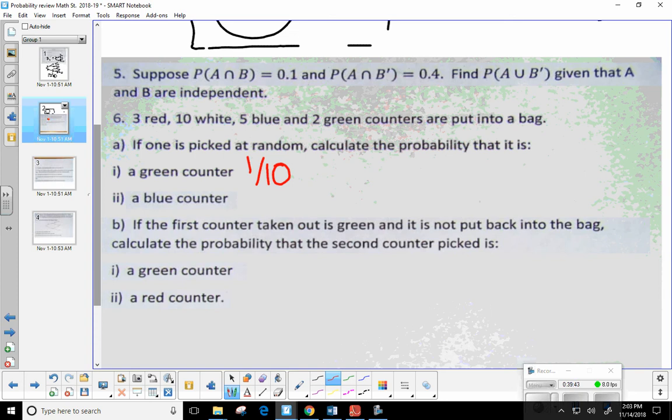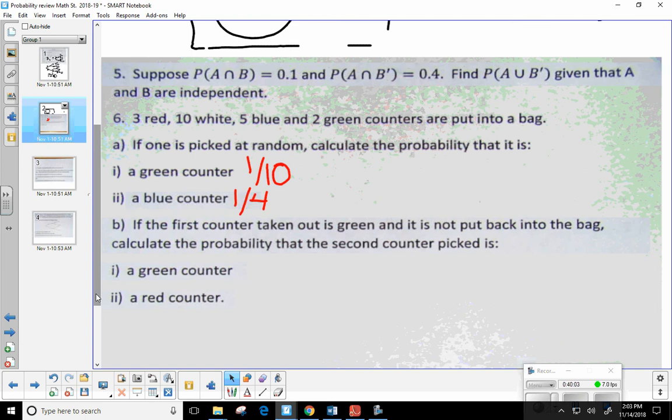Now, is everybody okay with why the green counter is 1/10? There were 2 greens out of the total 20. Now we're looking for a blue counter. That's 5 out of 20, which is 1/4.